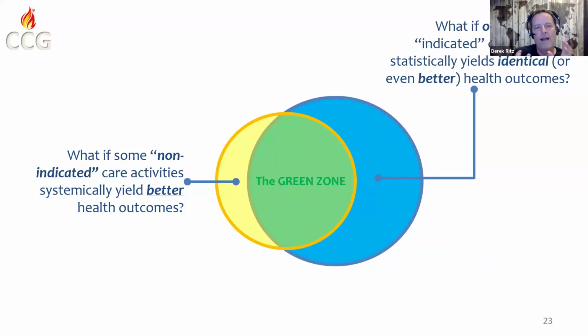And what if their activities that aren't part of the big blue circle are yielding systemically better outcomes? Or what if not doing something that is indicated yields either the same or even better health outcomes? This is actually a fantastic use of big data analytics and AI-based machine learning, because you're working on these large data sets, and machine learning absolutely rocks when it's got a mountain of data to chew on.